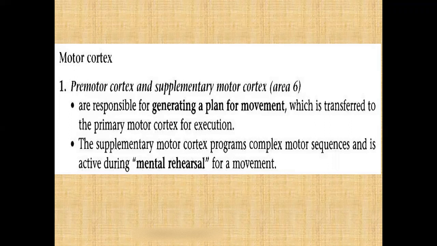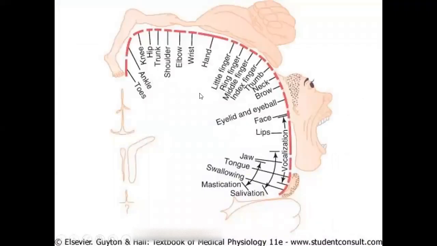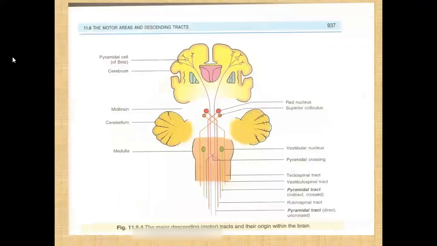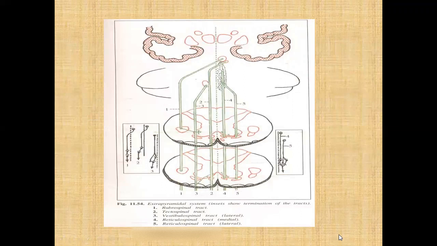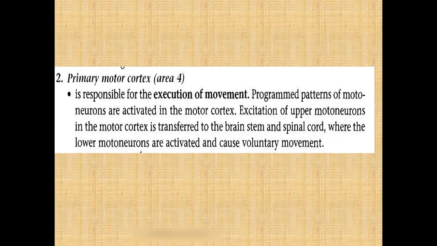Okay, so now we move further and we see the next part, which is being taken up by the other part of the brain. Now we come to the primary motor cortex, which is area number 4. Now this primary motor cortex is lying on the precentral gyrus just in front of the central sulcus. Now this is responsible for execution of the movement.